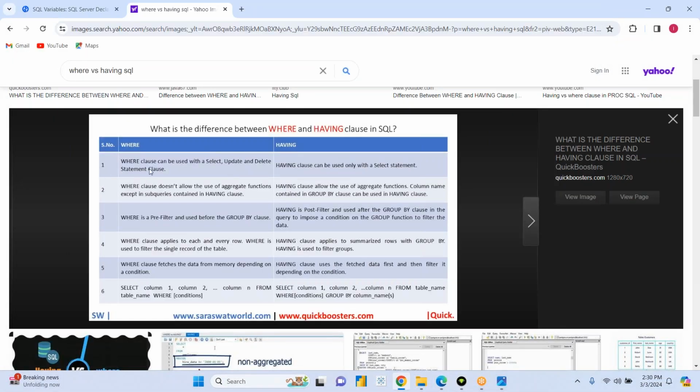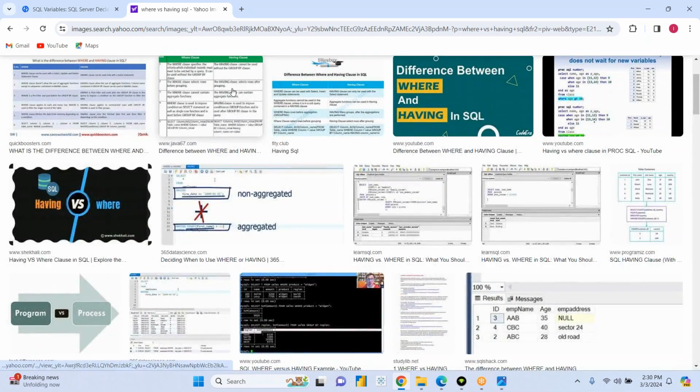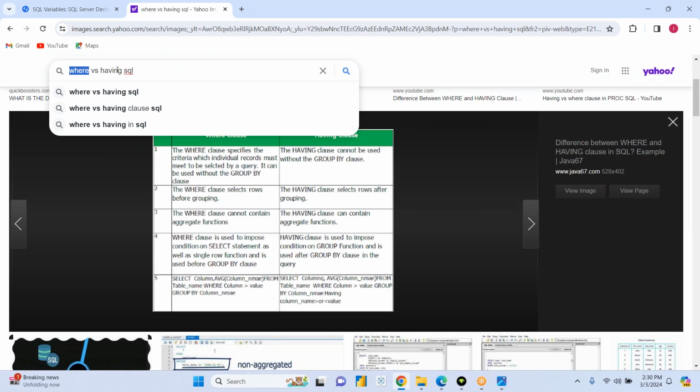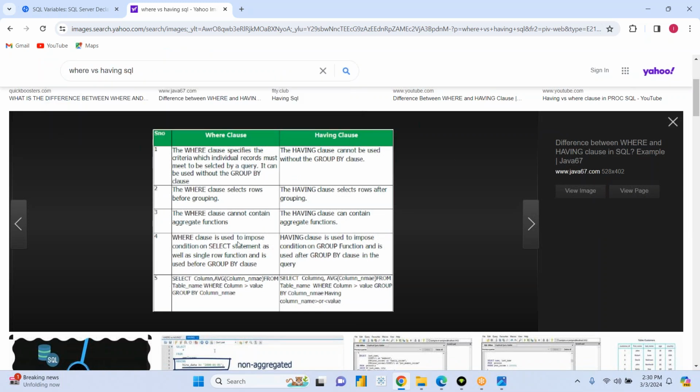And also make it a habit. Last time we checked this out, so always make it a habit to just type keywords like this and compare them in a tabular format and just read through. This helps a lot to get the facts straight.